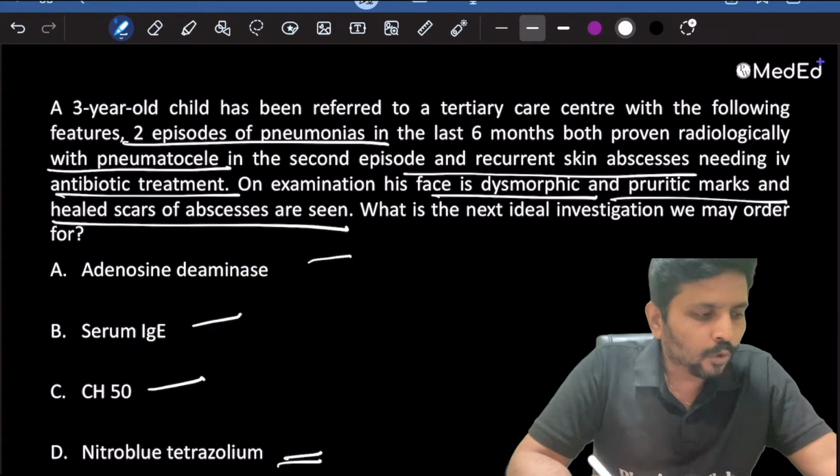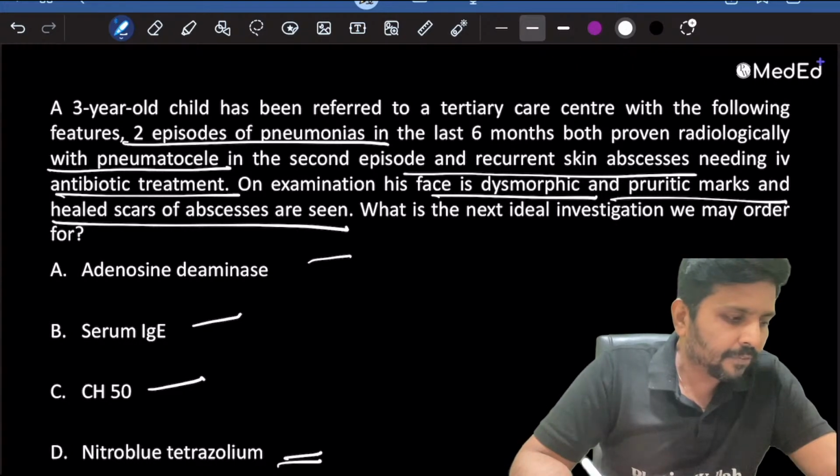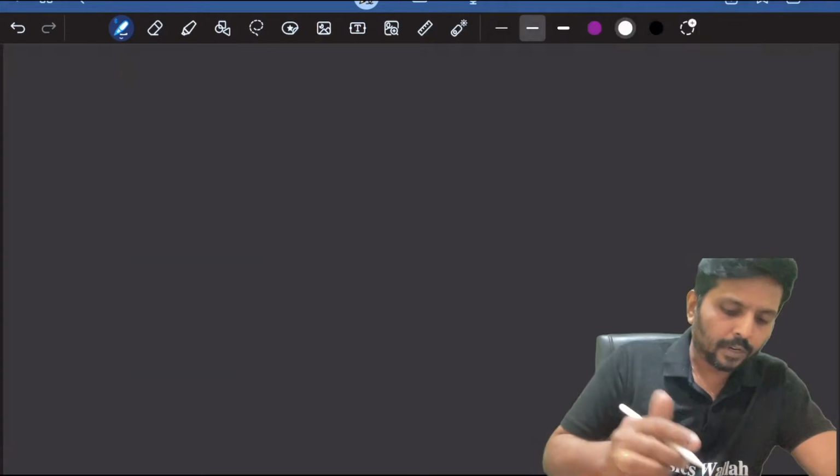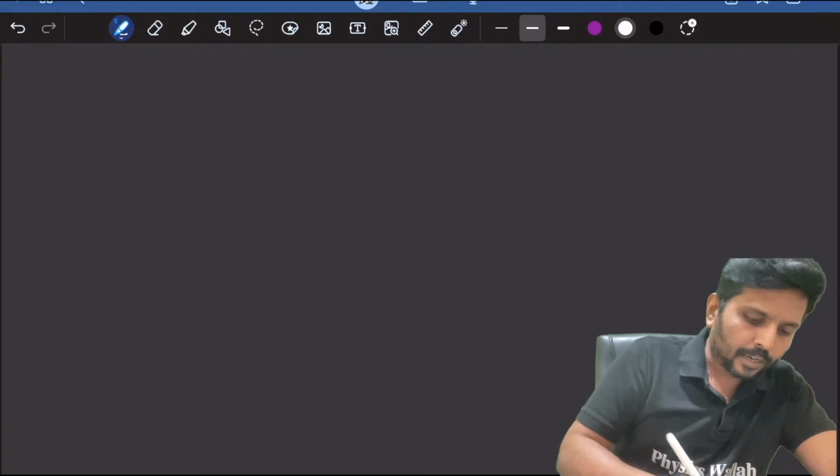Anyone who is attending, can you answer in our chat box? What is the answer for this syndrome? A, B, C, D. What is the answer, my dear friends? Okay, let me explain to you.